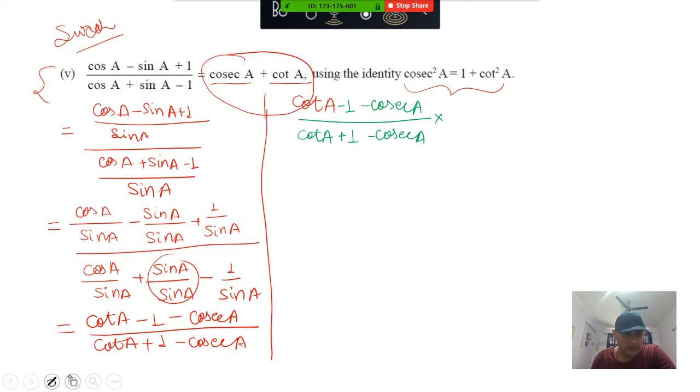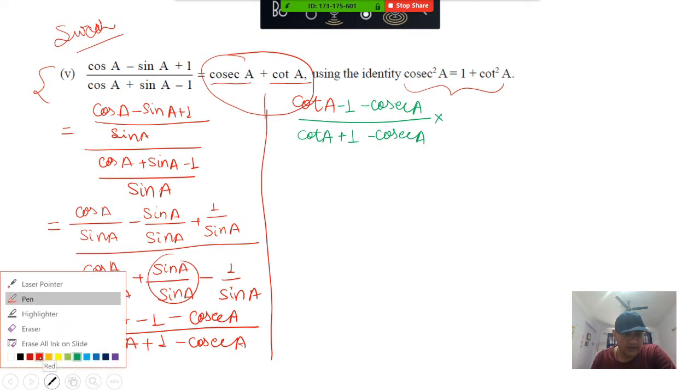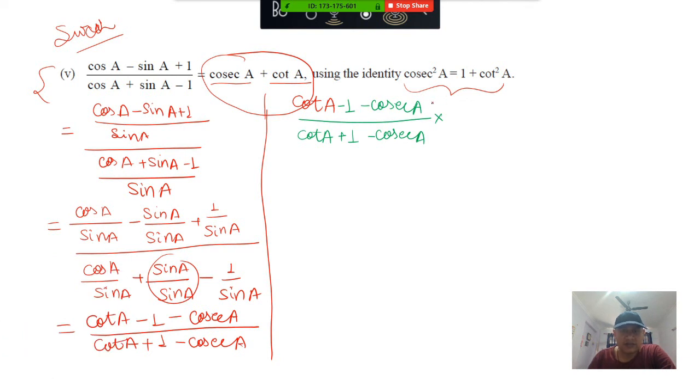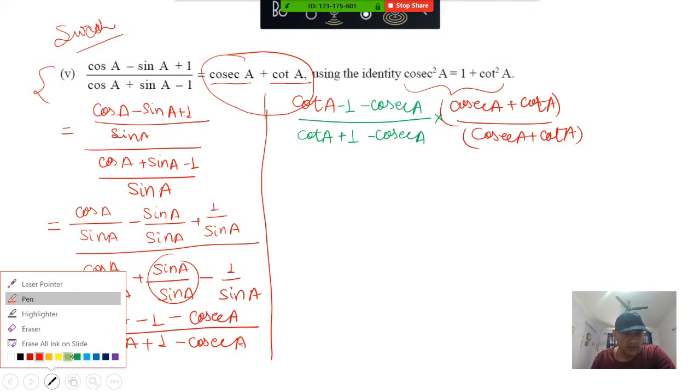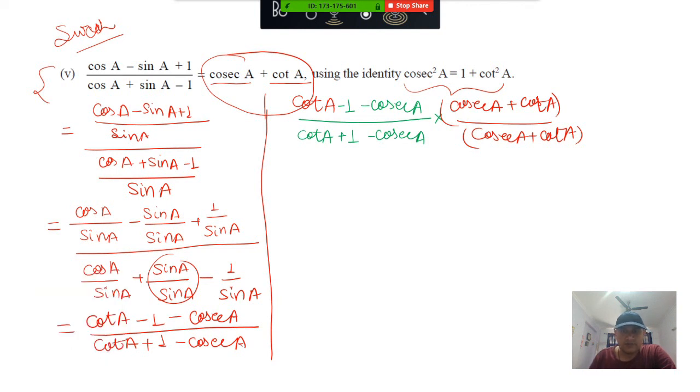Yes, we are going to multiply and divide with the term we have on the right hand side, and the term is cosec A plus cot A upon cosec A plus cot A. If we don't do anything, the numerator and denominator simply cancel and the term remains as it is. But we are going to multiply and divide this with this term. So now we will go and solve it.